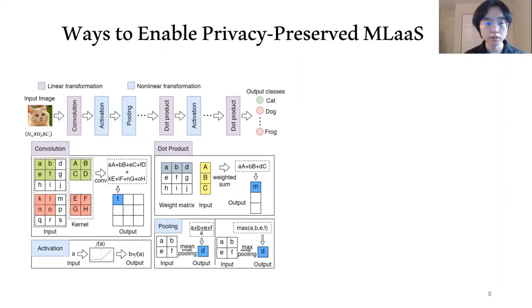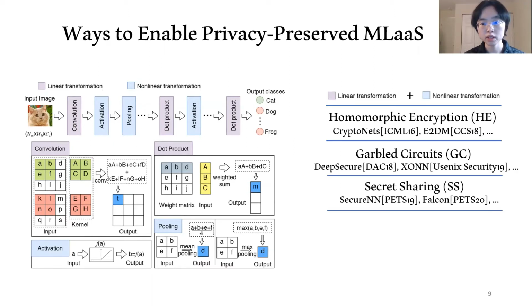In order to answer this question, let's first look at the structure of neural networks. When we take the convolutional neural network as an example, we can see that the neural network is featured with the interleave of linear and nonlinear transformations. For example, the convolution and dot product are two typical linear transformations, while the activation and the max pooling functions are two typical nonlinear transformations.